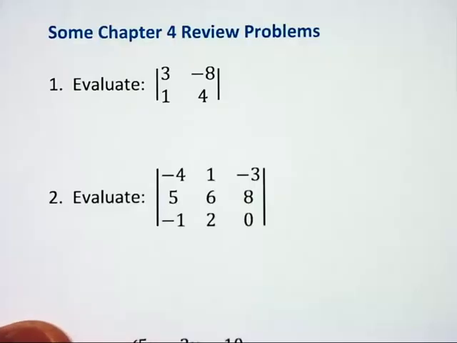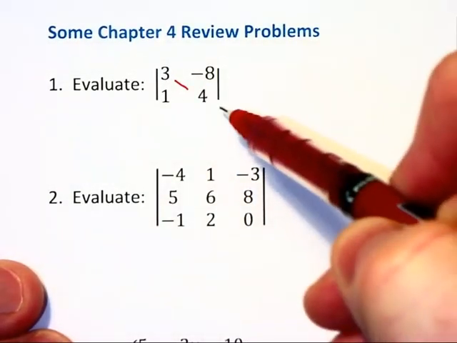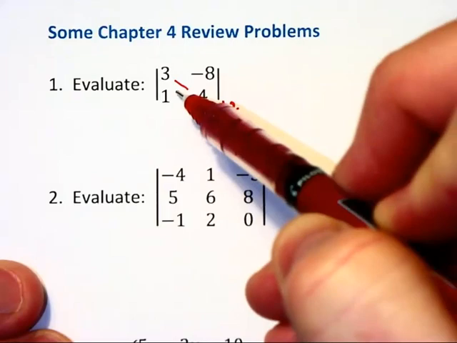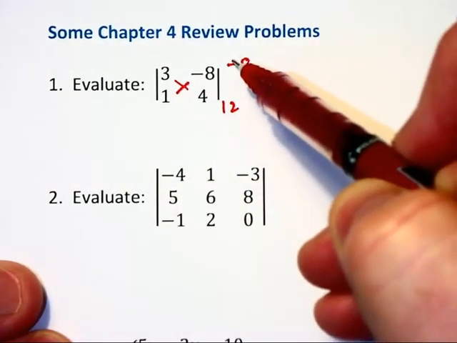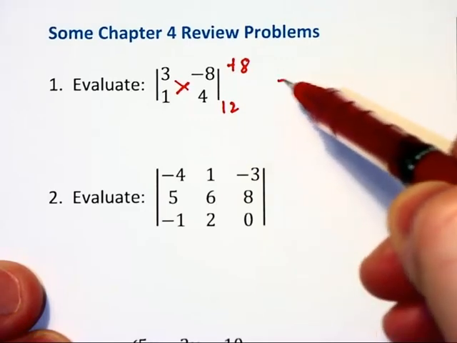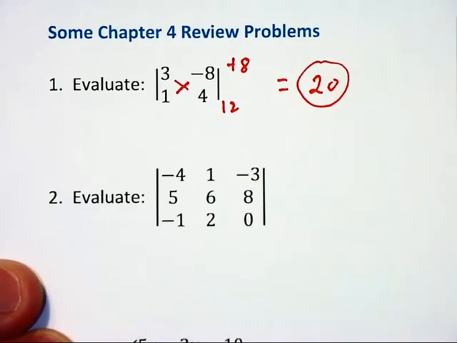Let's begin our Chapter 4 review by evaluating a couple of determinants. Recall that on the first diagonal you multiply normally, and on the other diagonal when you multiply upward, instead of writing -8 you change the sign to +8. Now we can add those two values together to get 20. So the value of that first determinant is 20.